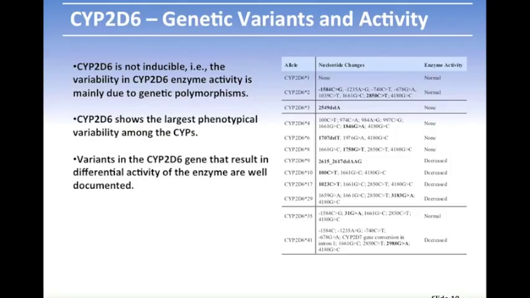The table on the right summarizes some of this information. First off, CYP2D6*1 on the top is the wild type, normal function version of the gene or allele. On the other hand, we have some of the variants, for example, CYP2D6*4, that abolish the enzyme activity. CYP2D6*9, on the other hand, shows decreased activity.